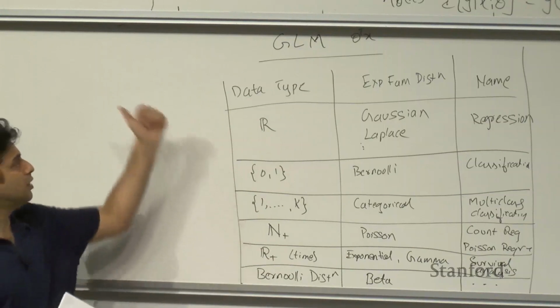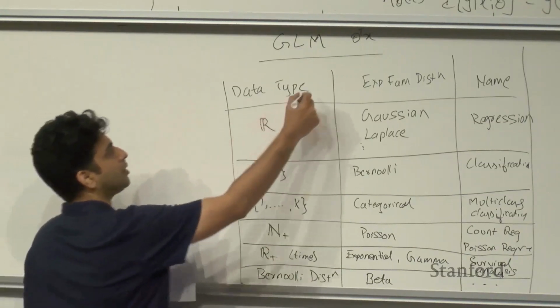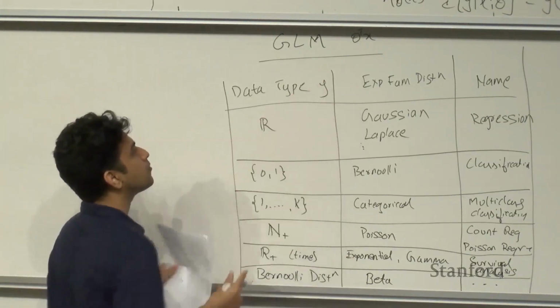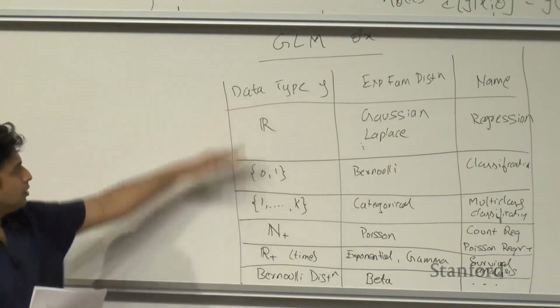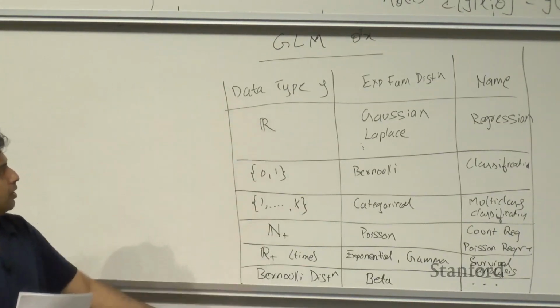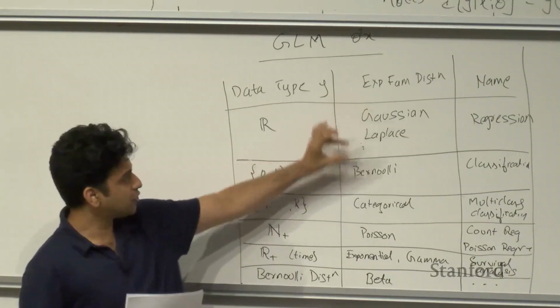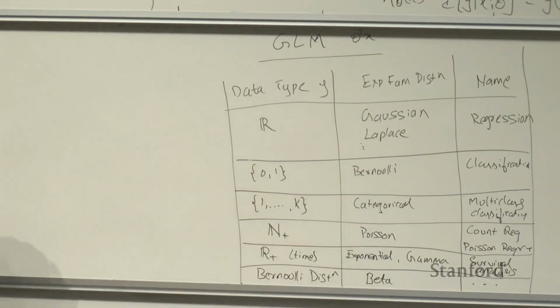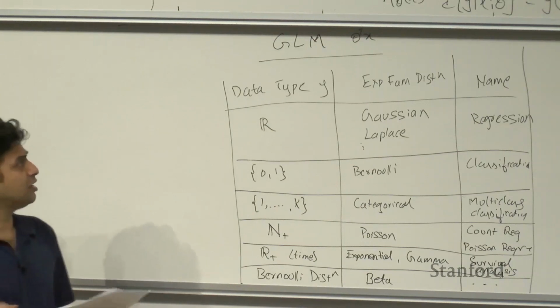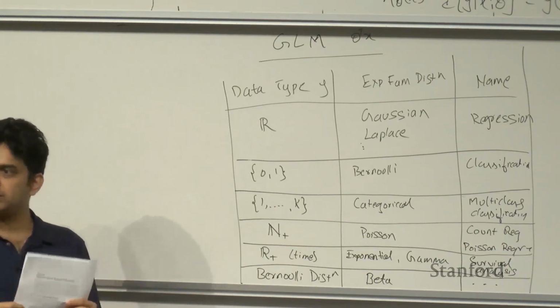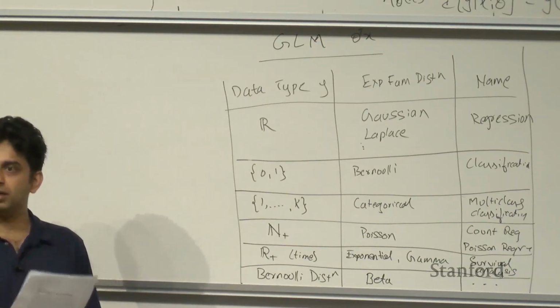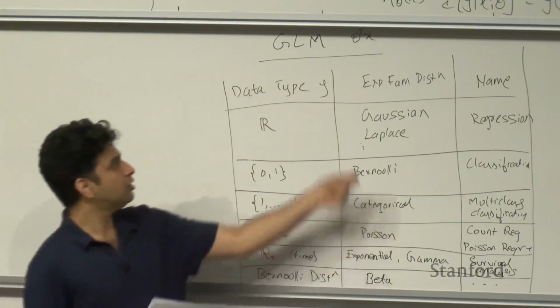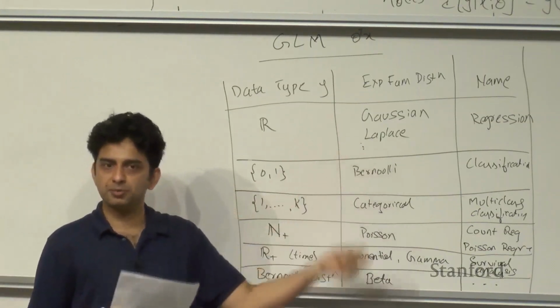You start with what your y variable is, the data type of y, and the data type of y is going to inform the choice of distributions that you can use. So if you're wondering whether generalized linear models are used for regression or for classification, the answer is it can be used for anything. Just use the appropriate choice of exponential family distribution.